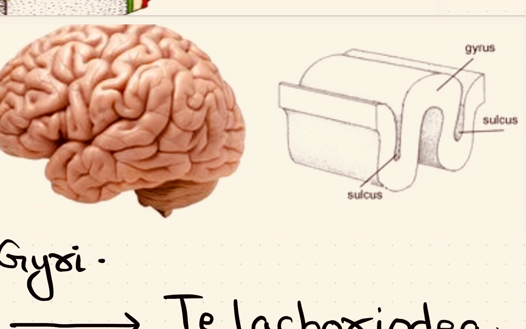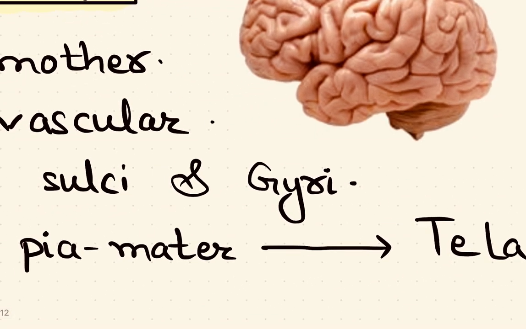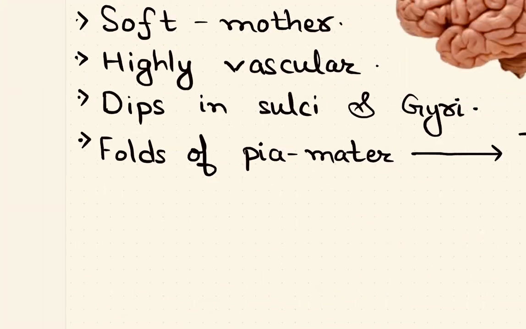As I told you, in the horizontal fissure the falx cerebri of dura mater gets in, and the tentorium cerebelli is the part of dura mater which fits in the transverse fissure. So if a sulcus becomes deeper, it is known as a fissure. This depression here is the sulcus, and the elevated points are the gyri. And in these gyri and sulci, pia mater is always there.